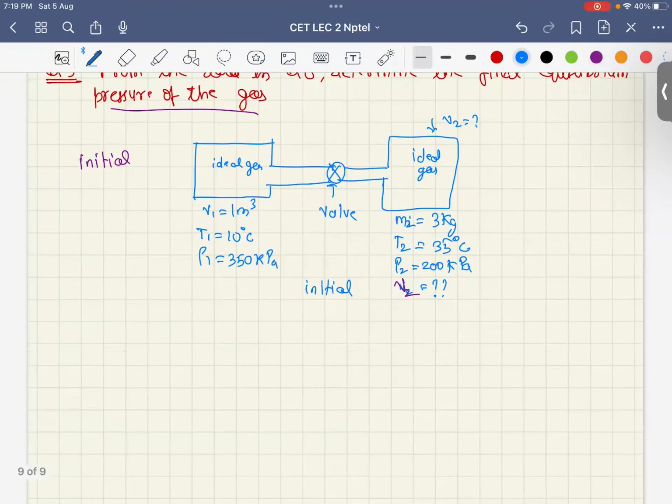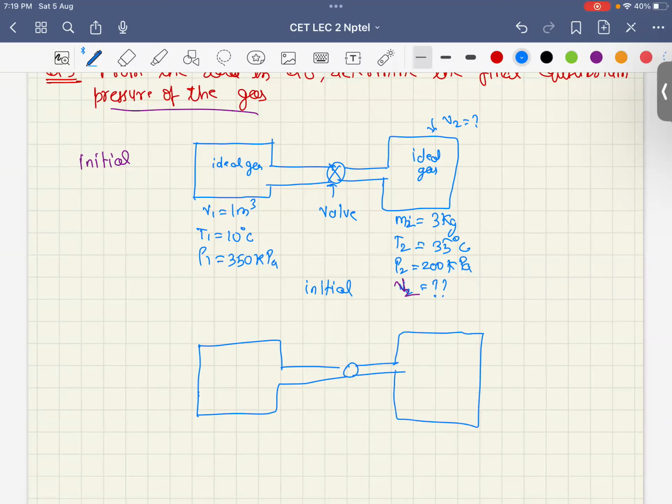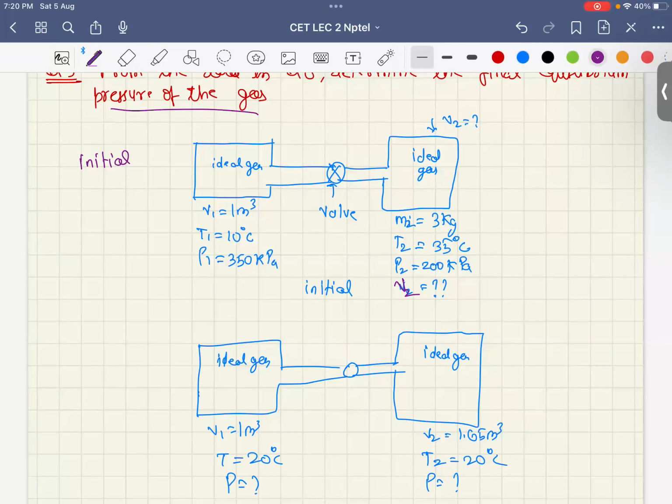Let me draw the final system. The final system is going to be like this. The valve is going to get open like this. This is an ideal gas, and this is also an ideal gas, with volume V1 of 1 meter cube and V2, which we calculated, 1.65 meter cube, and temperature is going to be 20 degrees centigrade. So the entire system is going to be at one single pressure, right? We are asked to find that pressure.